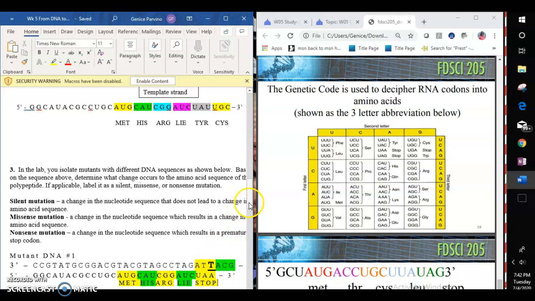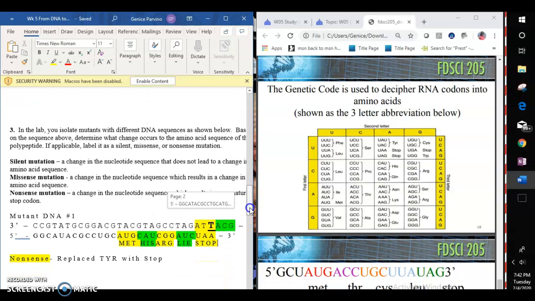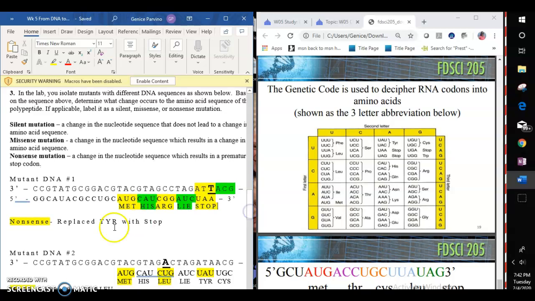Let's look at the definition here. Nonsense mutation: a change in the nucleotide sequence which results in a premature stop codon. That's what just happened to us. So that's the answer to that. So nonsense, it replaced the TYR with stop.